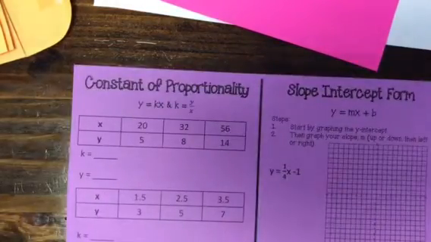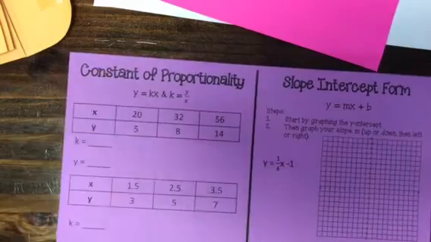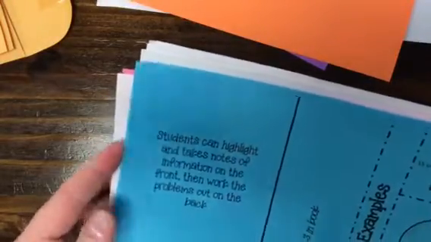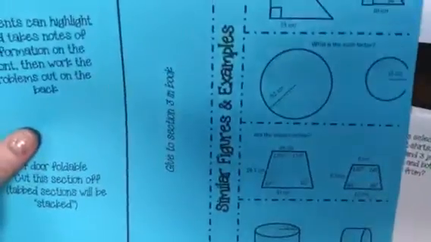The next piece I'd like you to look for is constant of proportionality, okay? And then the next piece I want you looking for is proportions and examples. Okay, and all the classes are kind of different colors. I just kind of did what we could do in terms of amount of paper. Okay, our next page that we're looking for is similar figures and examples.